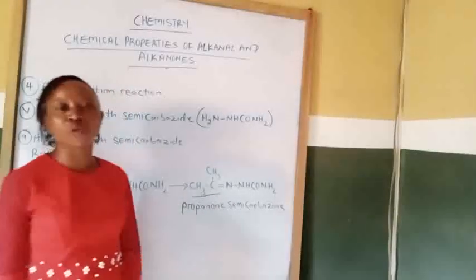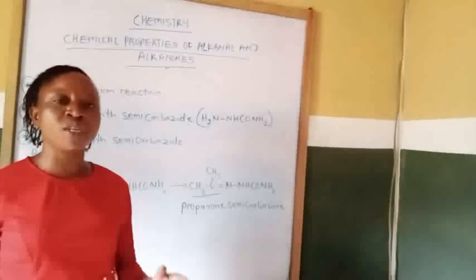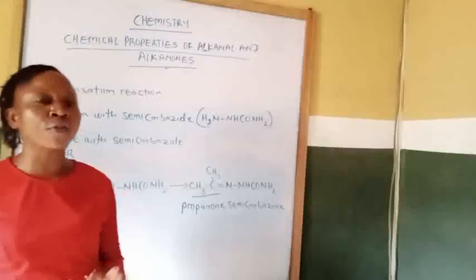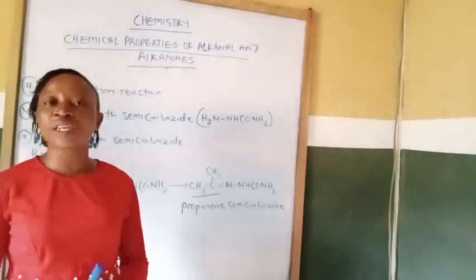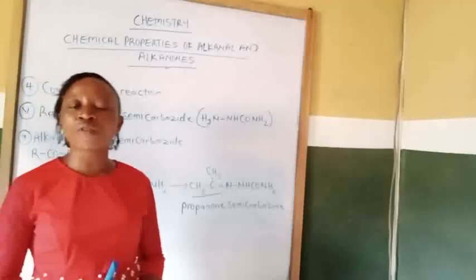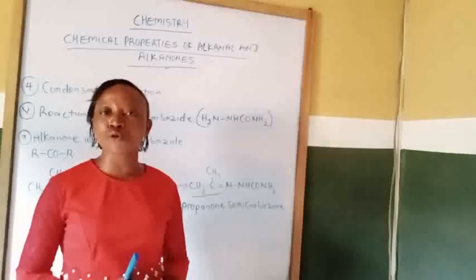So we have come to the end of today's class. I'm going to explain the remaining 2 chemical properties of alkanal and alkanone in my next video. That is the oxidation reaction and the reaction of alkanal and alkanone with phosphorus pentachloride.